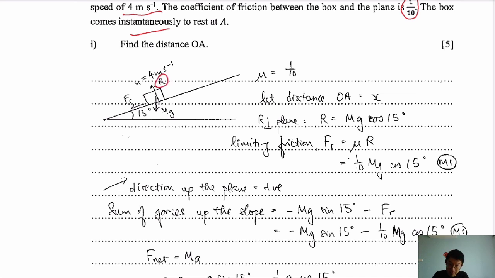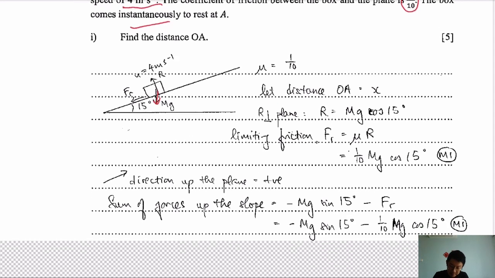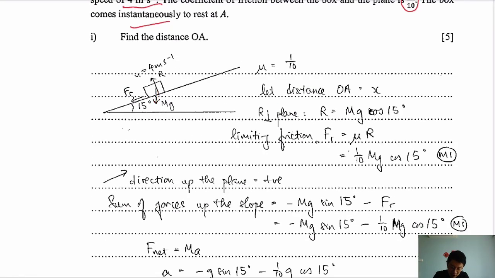reaction force, because it's on the surface, and we have mg. The mass in this case is a capital M, because they never give us the mass. And then we also have the friction, because the coefficient of friction mu is already given. So we just have to find out the acceleration in this case, because the box is moving up, so the direction of the acceleration will also be up the slope.